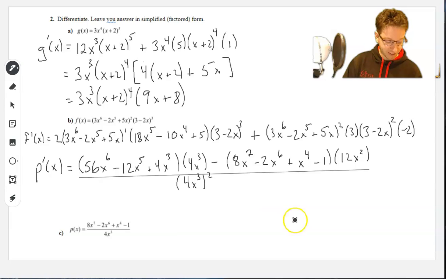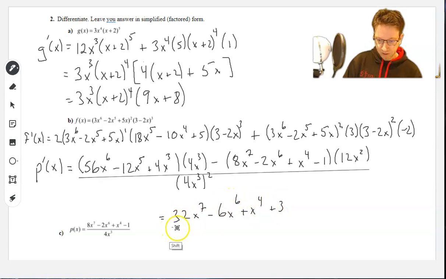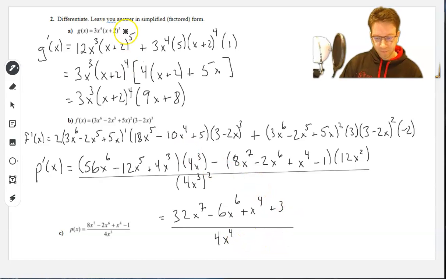Right, and that's it. And this one can be cleaned up too. It'll take a couple steps, so I'll let you do it. But if you want to know, it's 32x to the 7. It cleans up a little bit better than the previous one. 6, 4 plus x to the 4 plus 3 all over 4x to the 4. Okay.